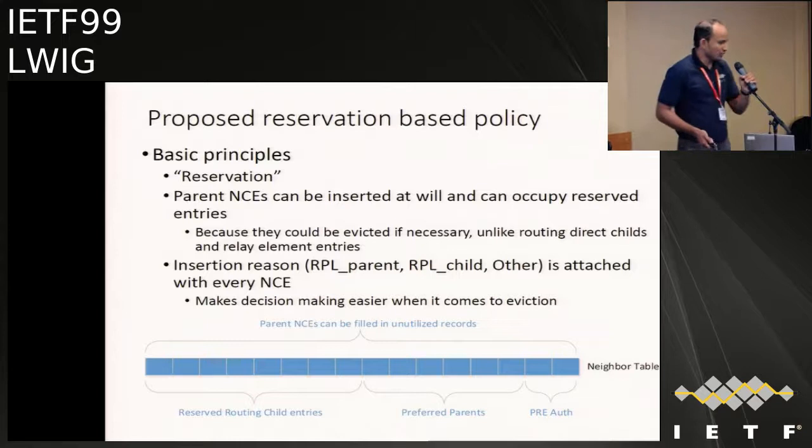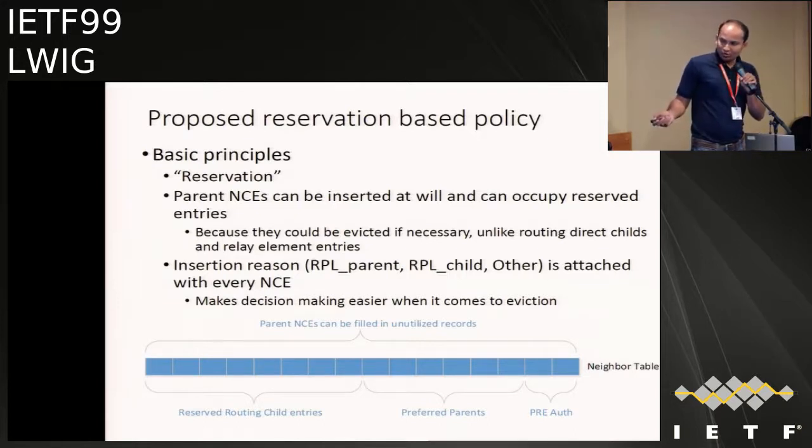What we propose is a reservation-based policy, where a certain amount of the table is reserved for routing child entries, parent entries, and the PRE auth sessions, or otherwise what we call other sessions. One good thing about this reservation policy is that if the routing child entries are unavailable or not present, then the parent NCs can still occupy the whole table, because like I mentioned before, non-preferred parent eviction can be done. This is what we try to do to optimize the usage of the records in the neighbor cache table. The insertion reason needs to be kept as part of the neighbor cache entry because obviously it's going to help in the eviction process.